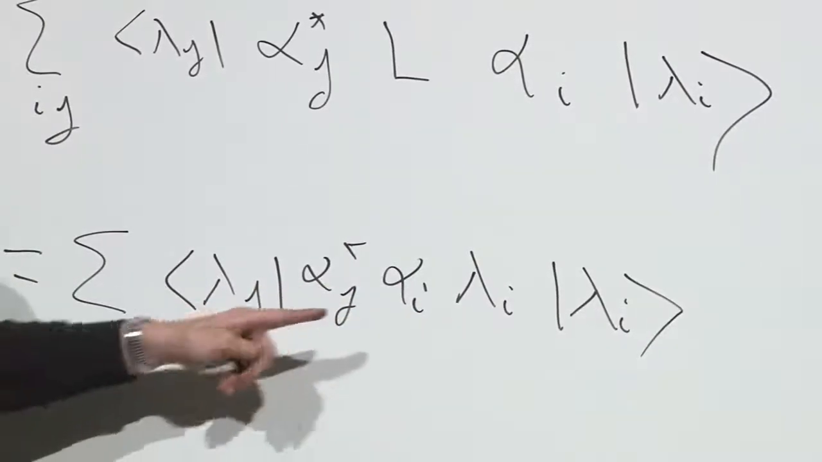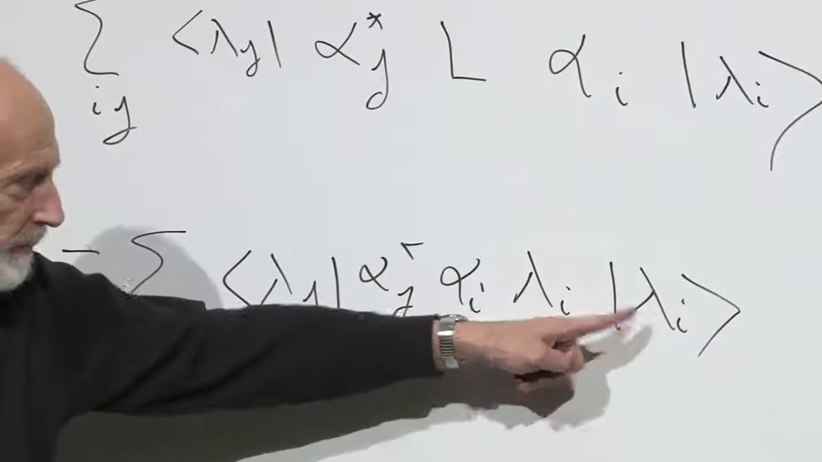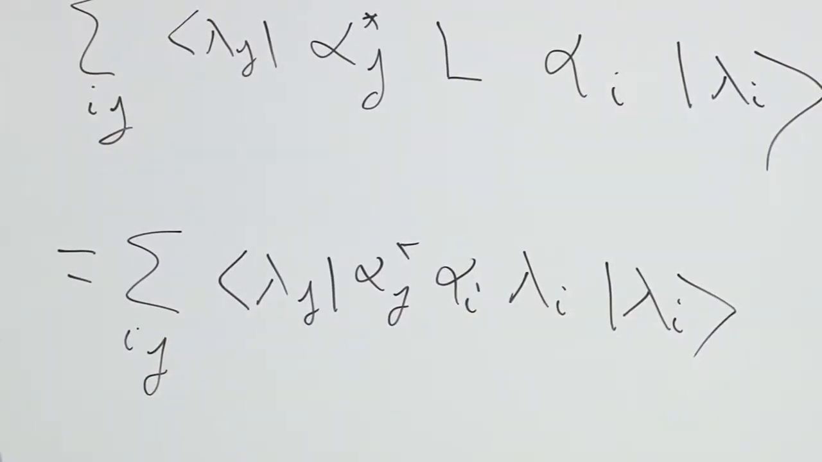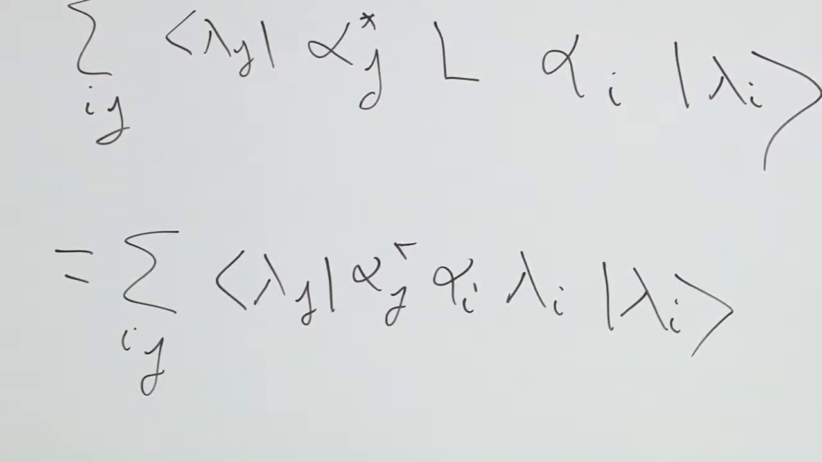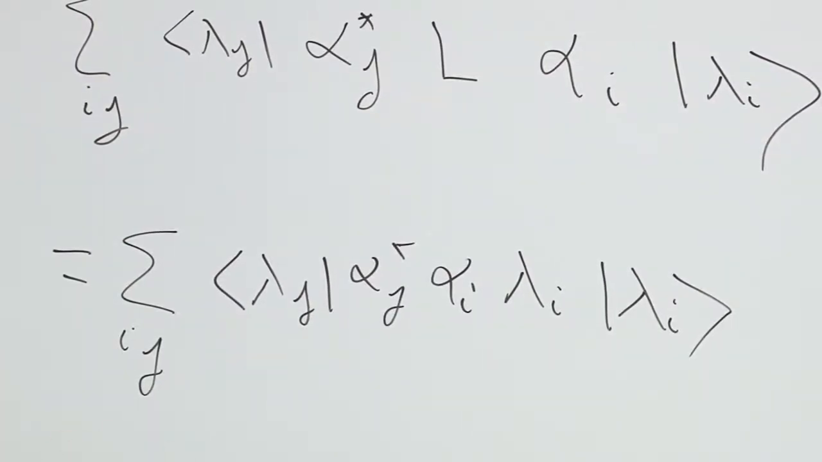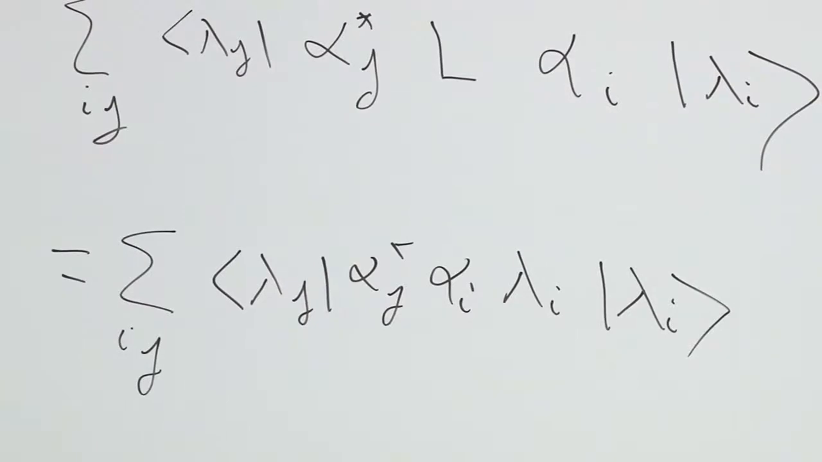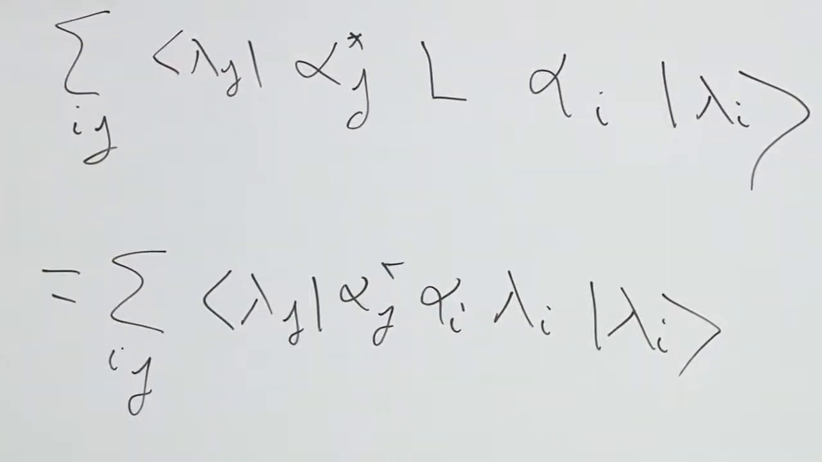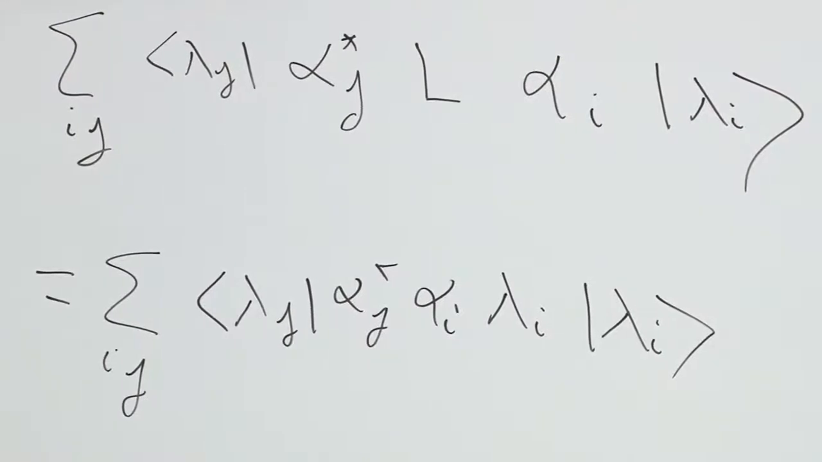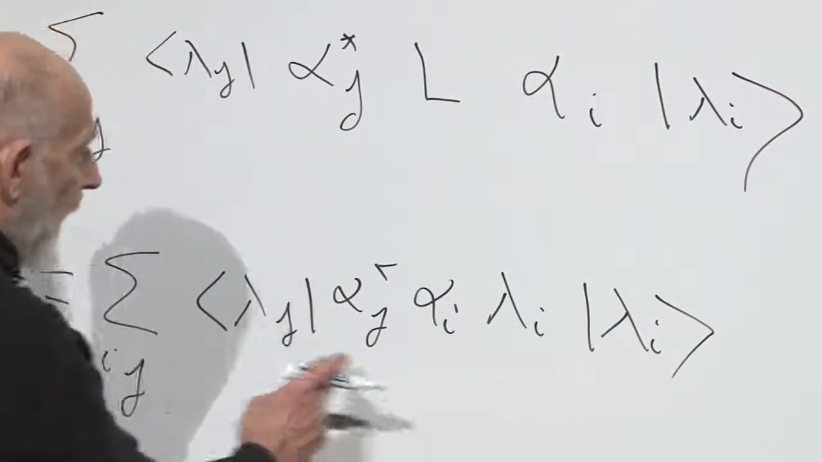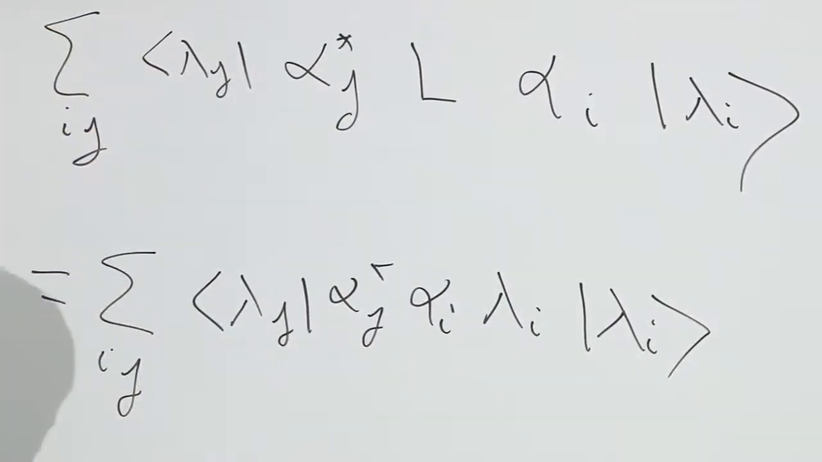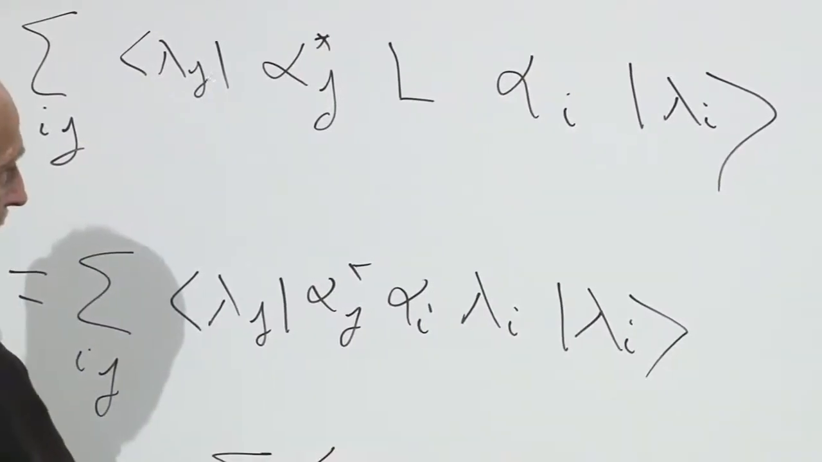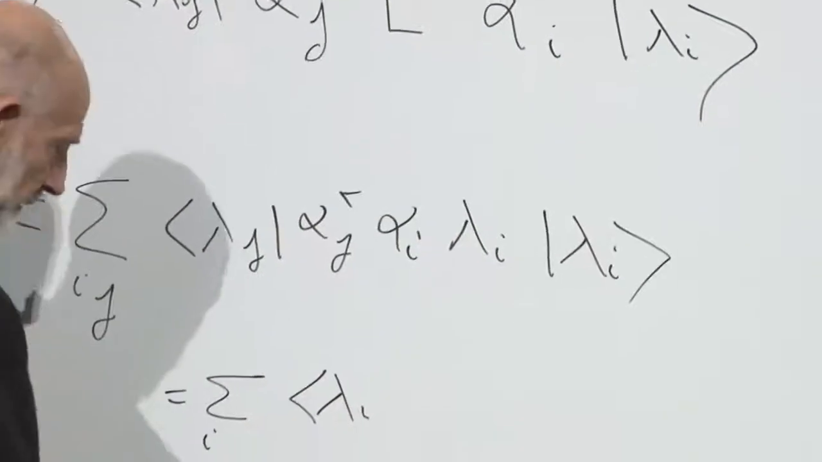So that means we are called upon to take the inner product of lambda I with lambda J. What is that? Right, it's 1 or 0, depending on whether I equals J or not. Given that, the double sum collapses to a single sum in which lambda I and lambda J are identified, and this just becomes sum on I, lambda I.